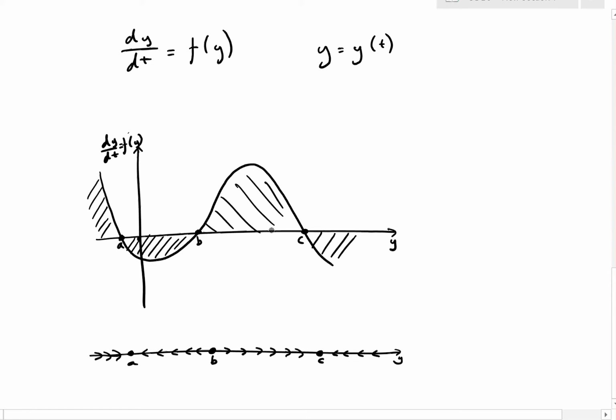So, for example, when the derivative is positive, it basically means we're moving to the right. When our derivative is equal to 0, it means we stay where we are. So in these places we're staying where we are. These are our equilibrium points, A, B, and C. And when it's negative, we're moving to the left.